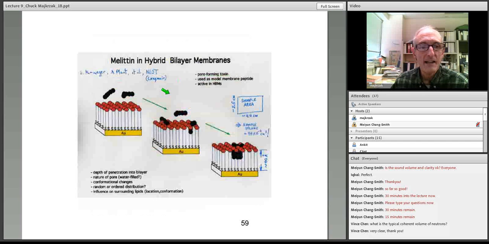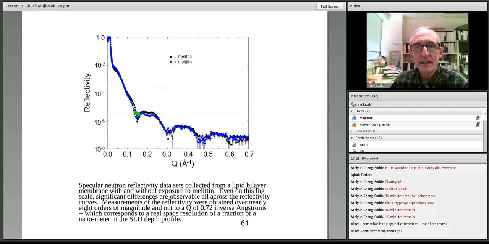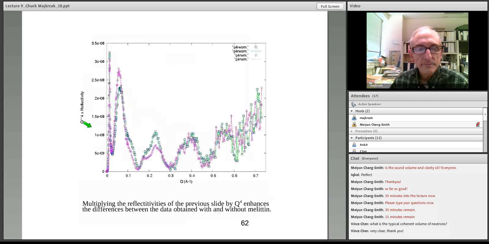Because, as I mentioned here, the sample area is something like this, but being such a thin sample, 50 angstroms, the total sample volume is of the order of a millionth of a cubic centimeter. And yet, we can see differences like this. This is really amazing. This is remarkable. Now, if you plot this in such a way that you multiply by q to the fourth, remember the Fresnel fall-off of 1 over q to the fourth, this just accentuates where the differences are, and they're quite big.